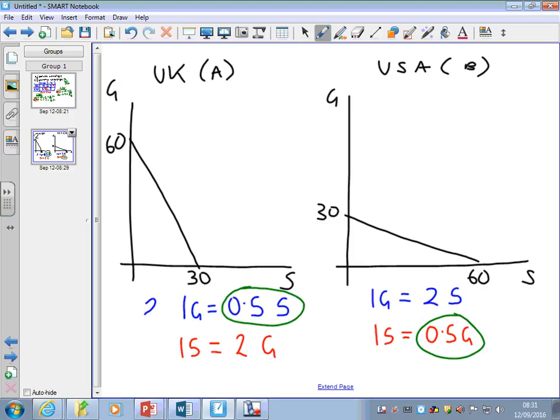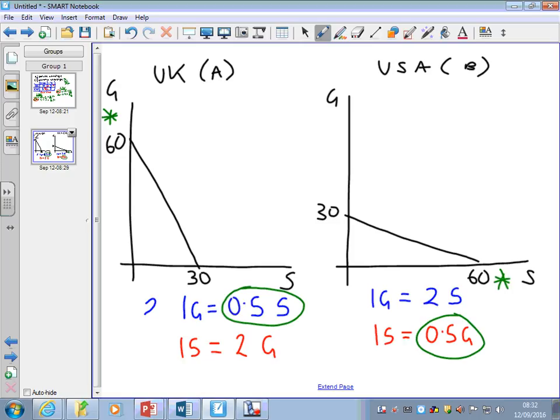So what we would say is then, based on this, the UK should, as much as possible, specialise in making goods. The more goods, the better. The Americans should specialise in making services. Now think about this at the moment. If the UK were to make 60 goods, then their opportunity cost would be 30 services.